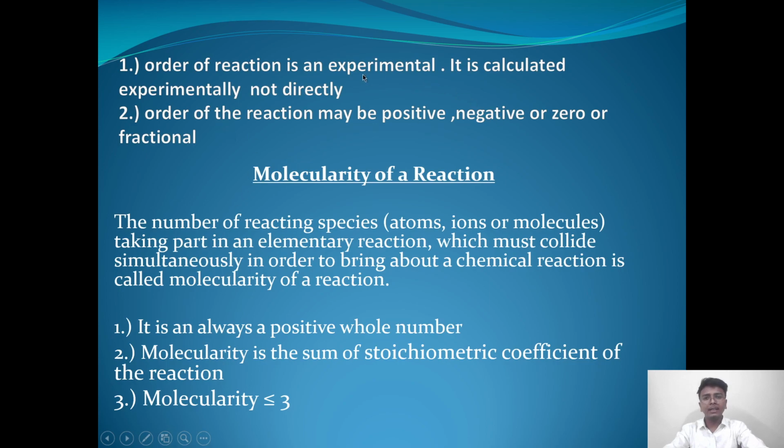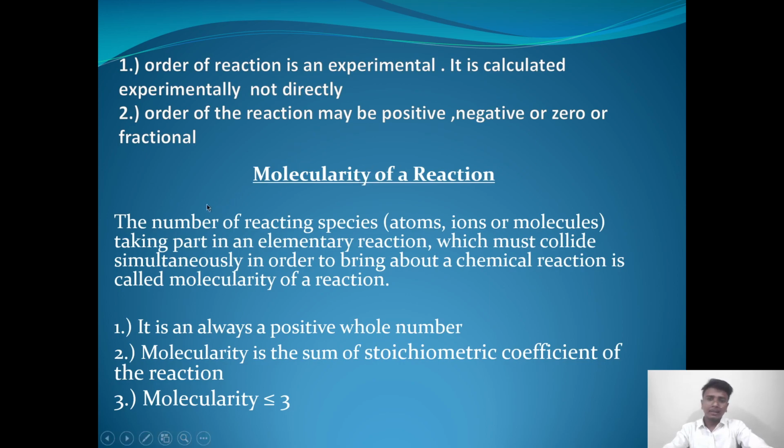Order of a reaction is an experimental quantity. It is calculated by experiment, not directly. We are unable to tell just by looking at the reaction. Order of a reaction may be positive, negative, or zero, or it may be fractional.